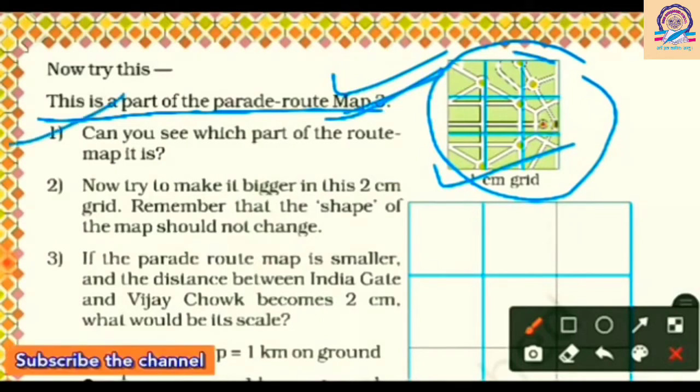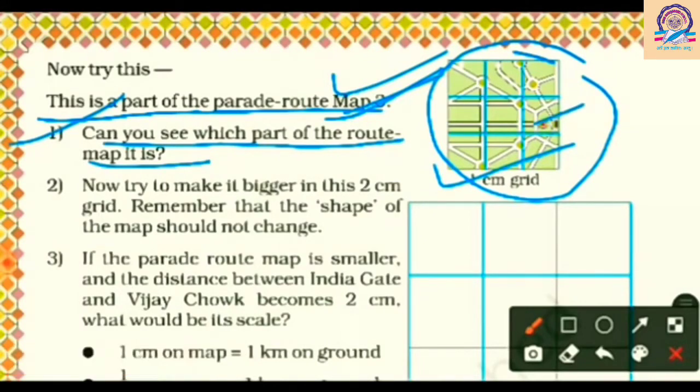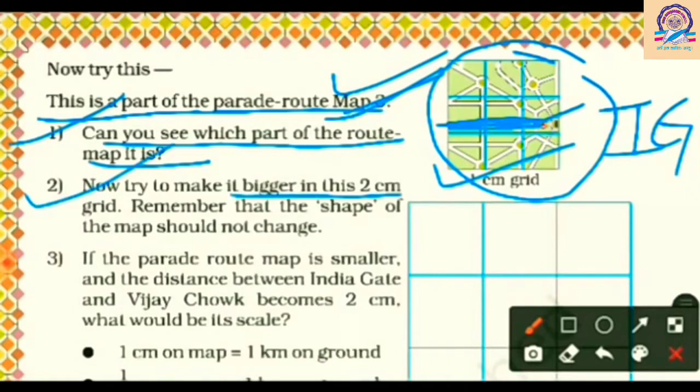Now let's see the first question. Can you see which part of the route map it is? Here, as we can see in the map, this star mark is India Gate, and in front of that is the Rajpath, the road which connects India Gate and the Rashtrapati Bhavan.